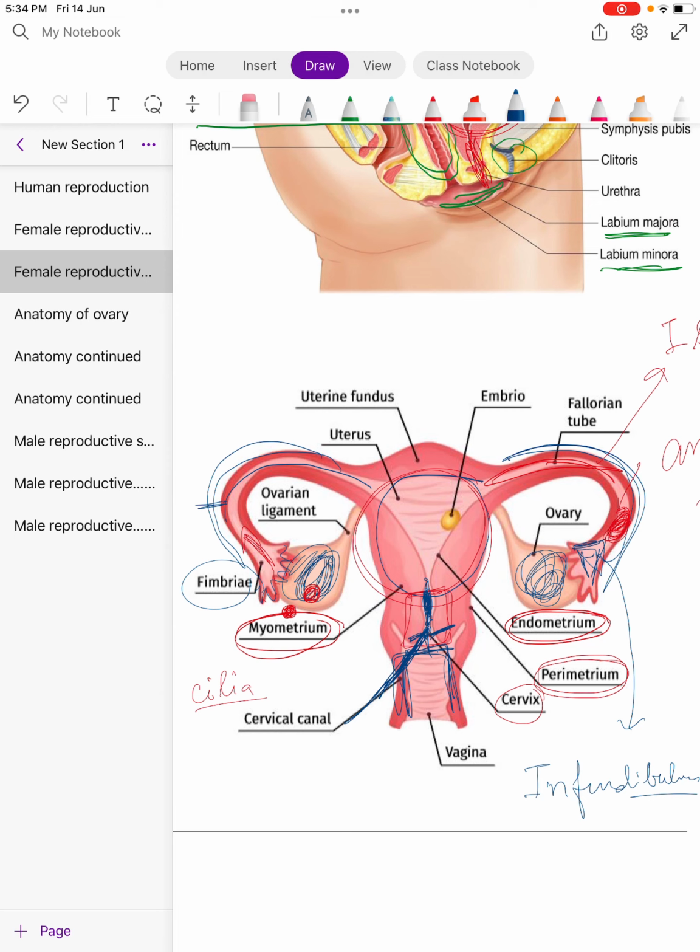So vagina is a muscular tube and its length is about 10 to 12 centimeters. 8 to 10 or 10 to 12, varies from person to person, so we can say 8 to 12 centimeters. Then its function is it acts as the copulatory organ. Secondly, it functions as a birth canal and passage for the menstrual flow.